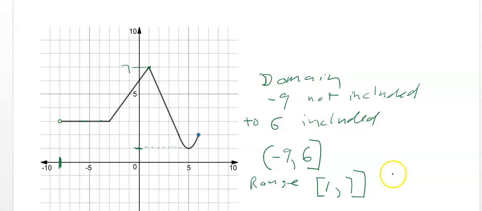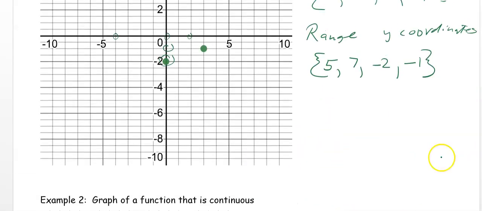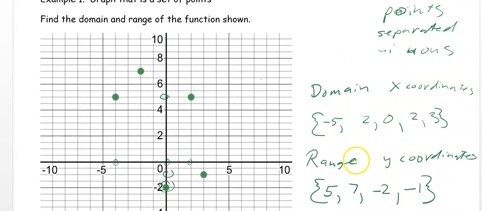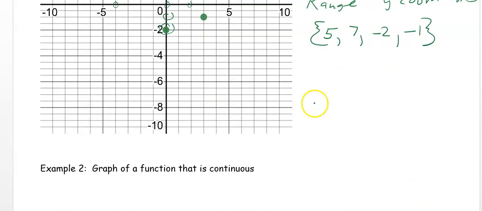So when you have a graph, you list your domain. When you have a graph of a connected set of points, you use interval notation for the domain and range. When you have a set of points, you just give a list. Because these are points that are individual, you list the domain and the range.